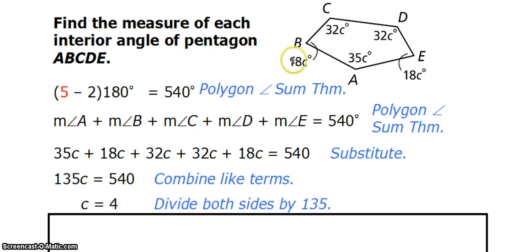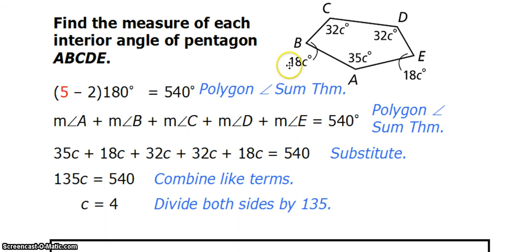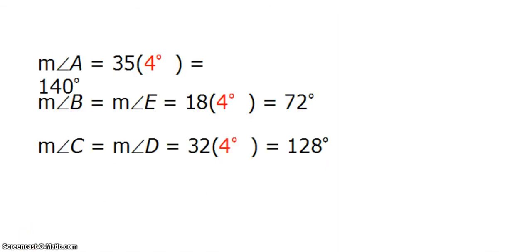So if we want to find each of these angles, we just substitute 4. 18 times 4 would be what, 40, and 32, 72 degrees here. 32 times 4 would be 128, and we got it. Very good. Again, we just substitute the value for C, and we find the unknown angles.